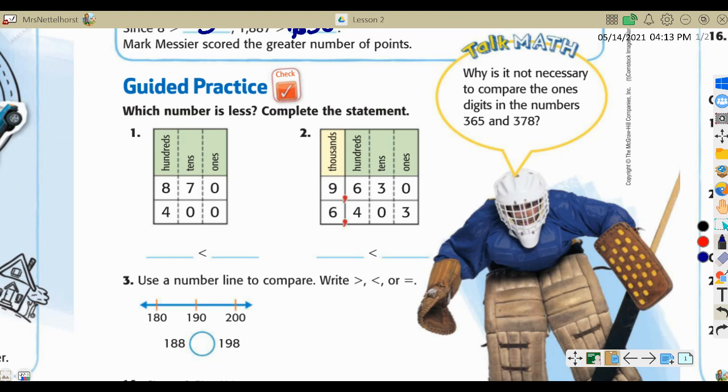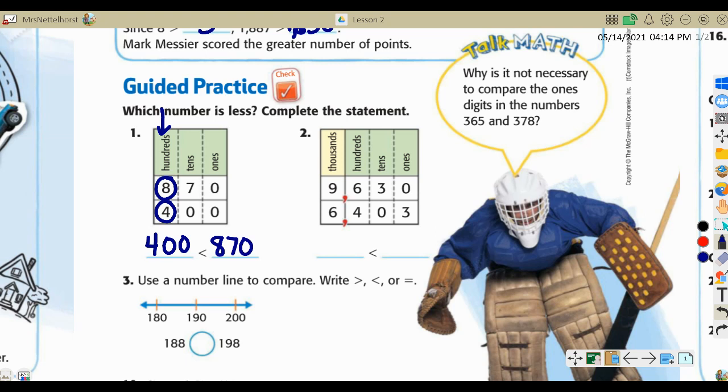Okay, so we look at the hundreds place. We have 8 and 4. 8 is greater than 4, so since 4 is smaller, we're going to say 400 is less than 870. Sorry, I thought I rounded it off. So 400 is less than 870.